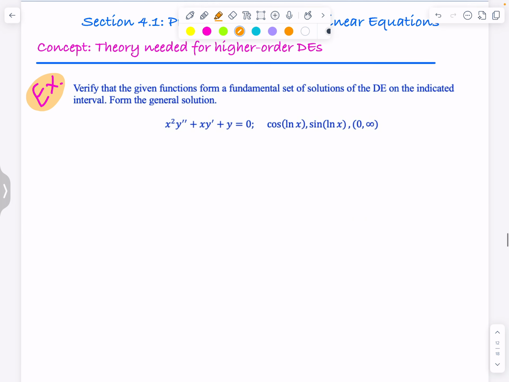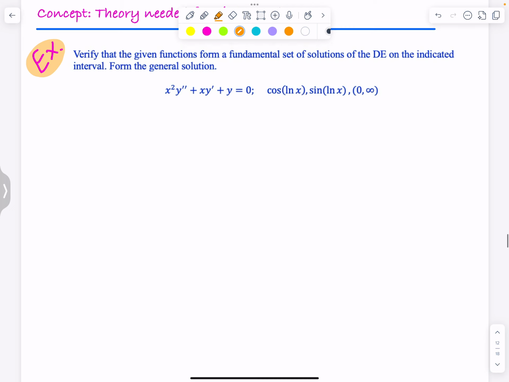All right, so verify that the given functions form a fundamental set of solutions of the DE on the indicated interval, and then form the general solution. So same idea. First, I guess we should probably guarantee that this is a second order linear equation. We have to make sure that it is linear, and then we have to make sure that it is a fundamental set before we grab a general solution.